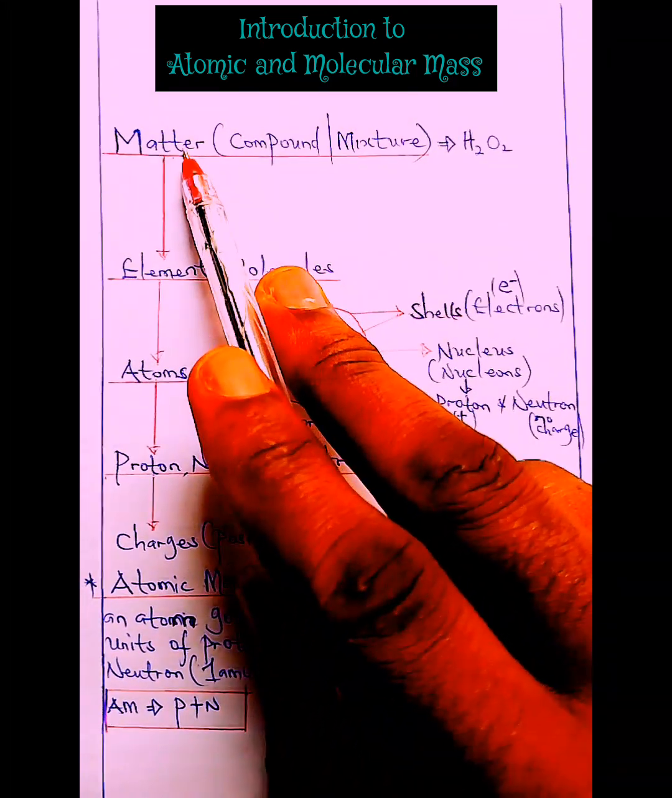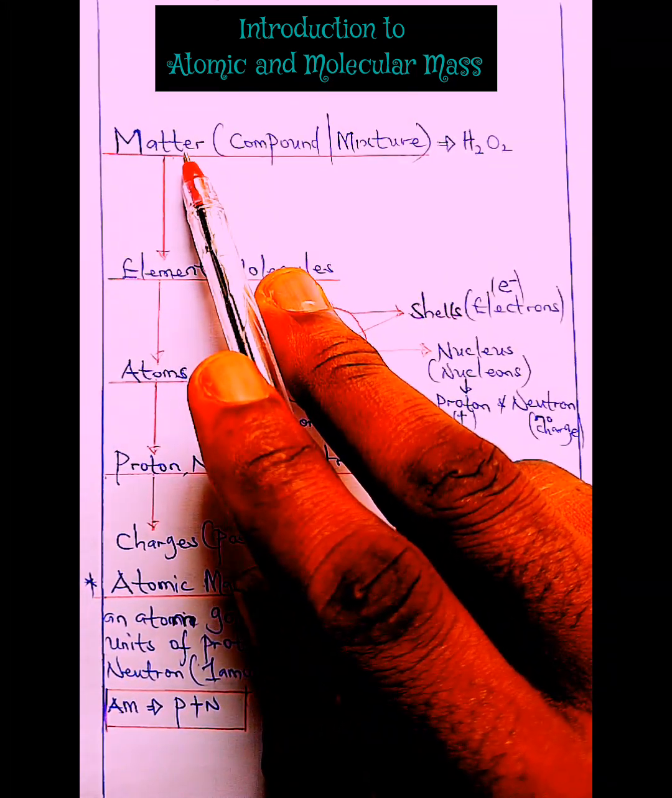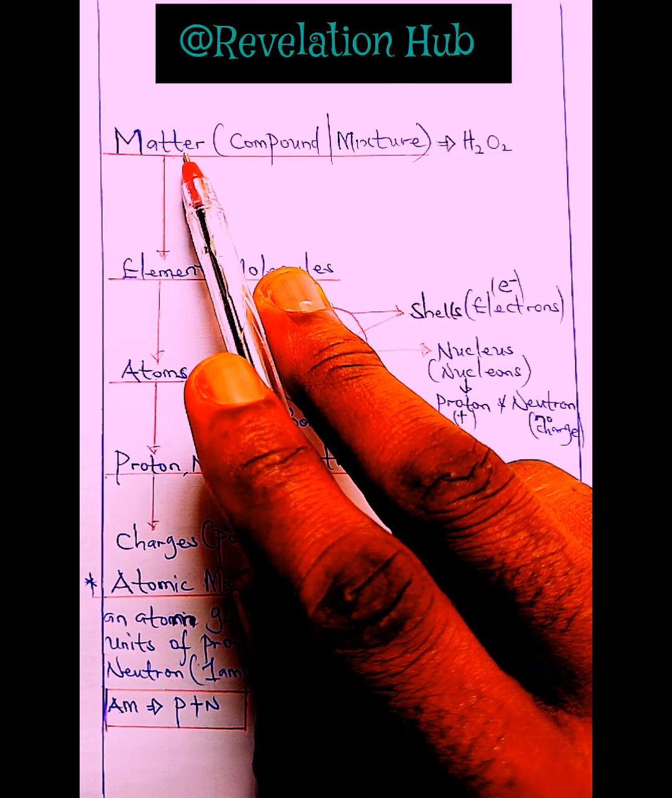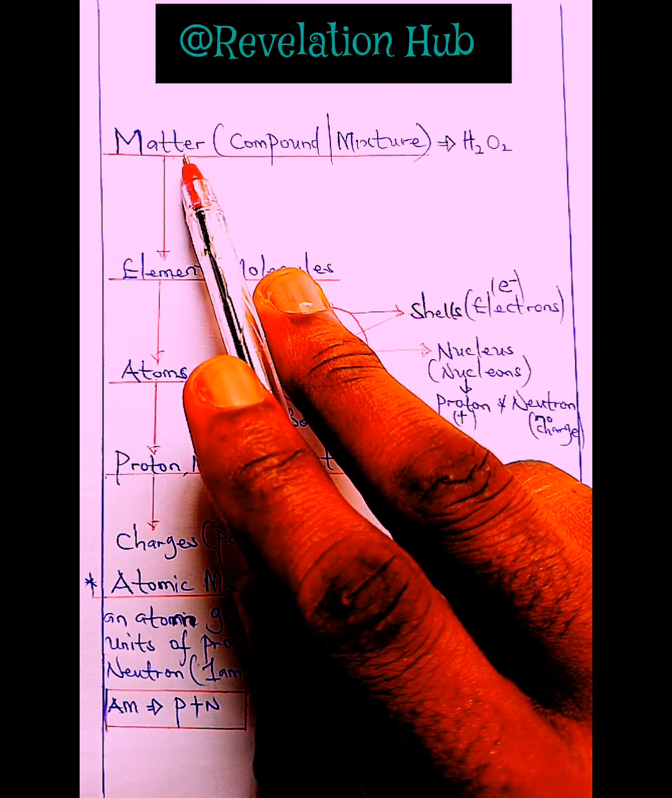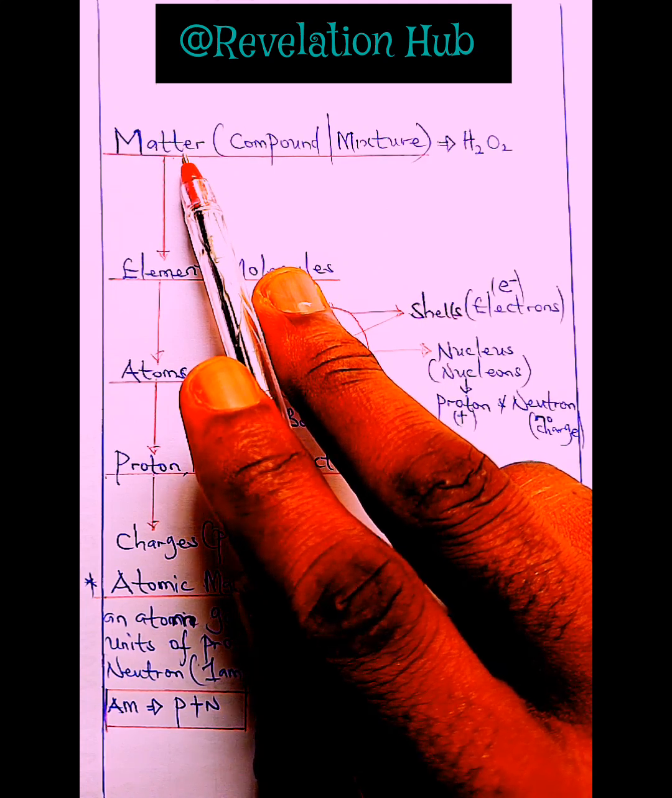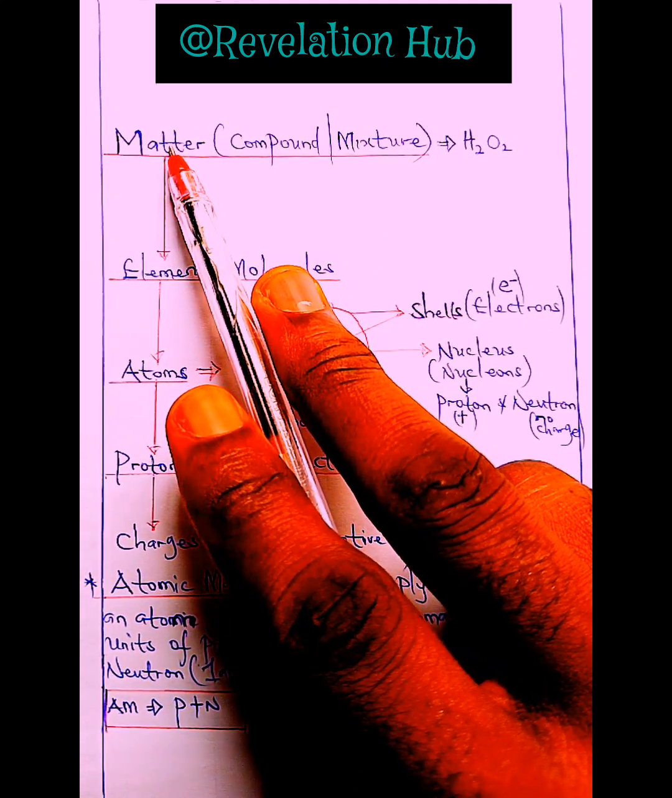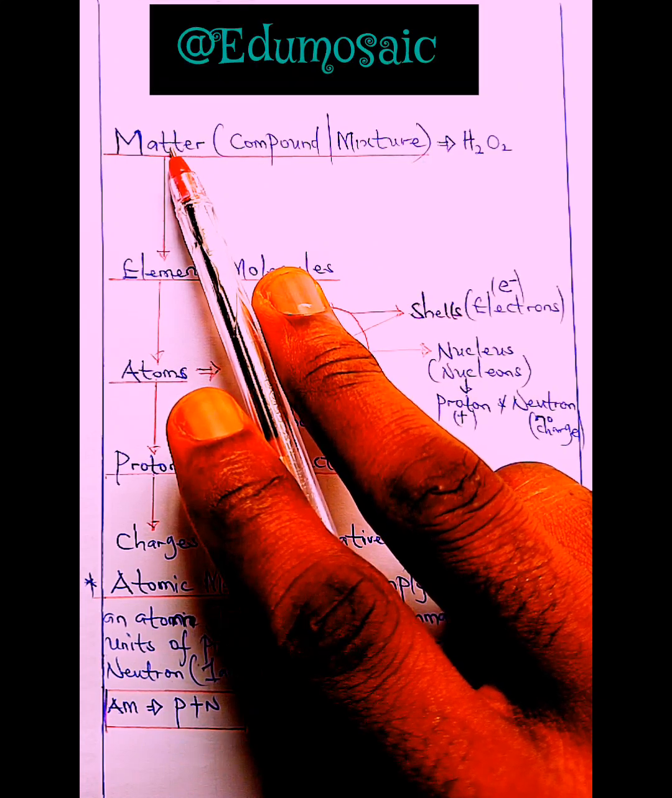Every substance you see around you, be it the food you eat, the cream you use and the perfume you wear and so on, we refer to as matter. When we talk about matter, what is matter? Matter is anything that has weight or mass and occupies space, or we call it volume.